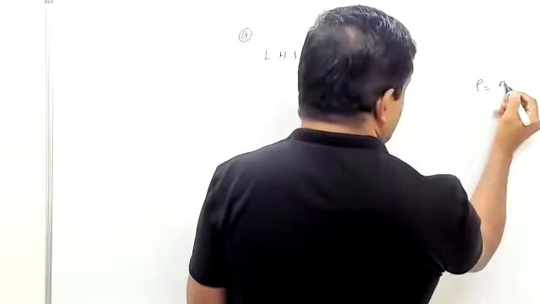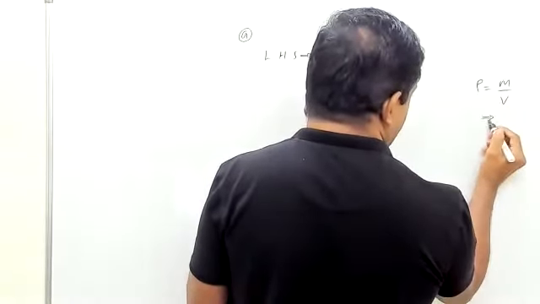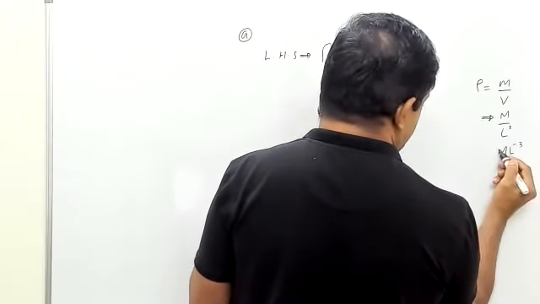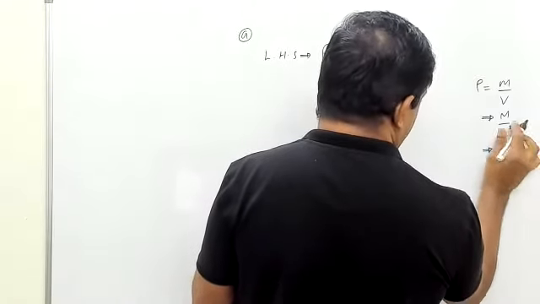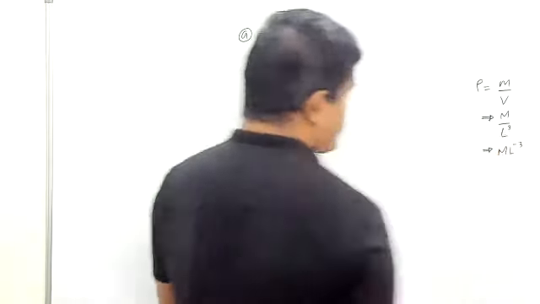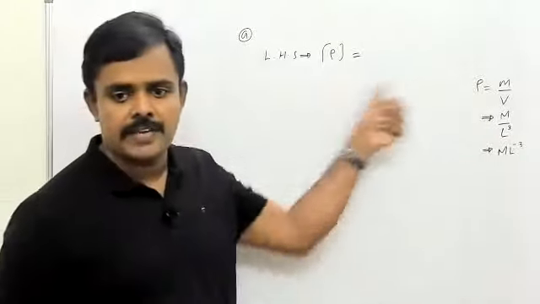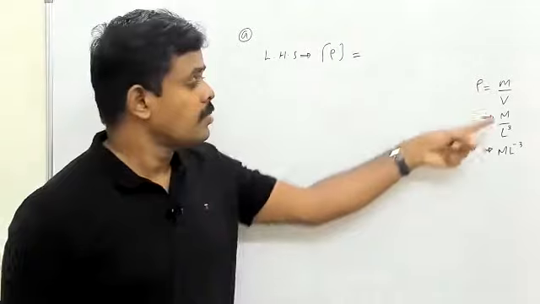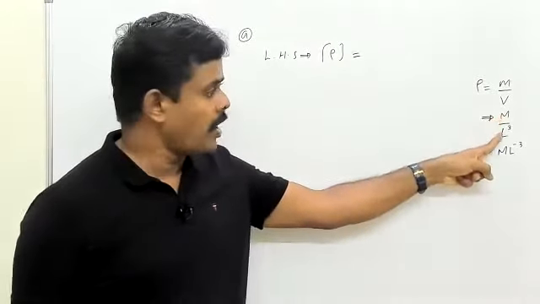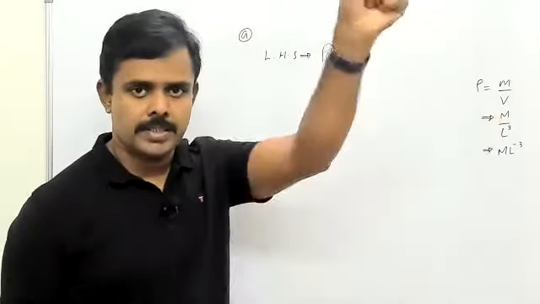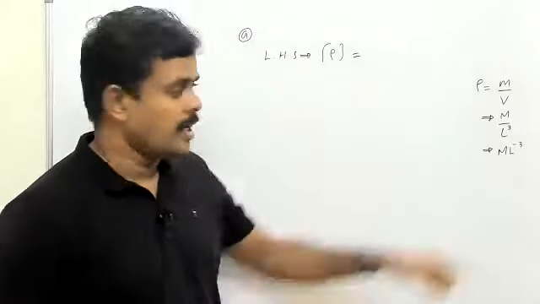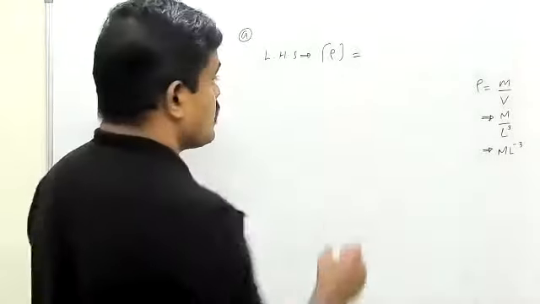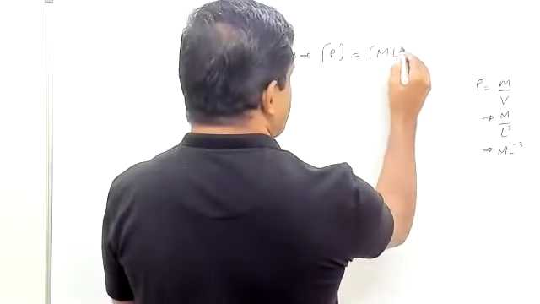Density, if you remember, is mass by volume. So it is M by L cube, M L raised to minus 3. Right. First is the dimension of density. Left side I'm checking now. Density is mass by volume. Mass is capital letter M. Volume is length into breadth into height, L cube. L cube goes to the numerator, M L raised to minus 3. So the left side is M L raised to minus 3.